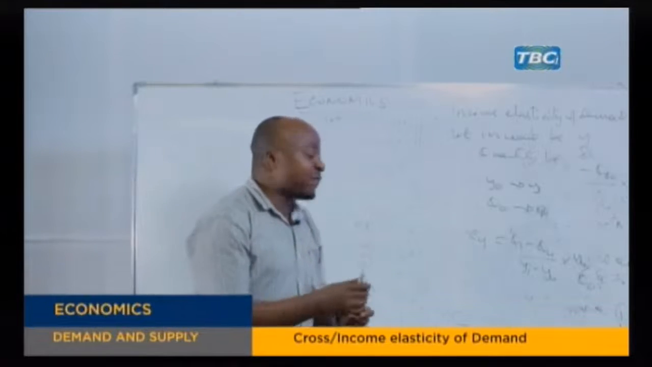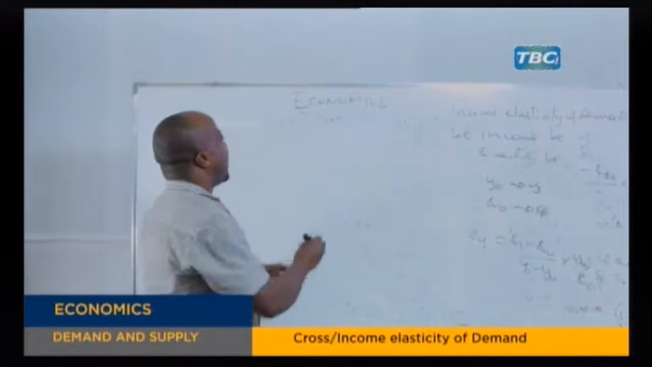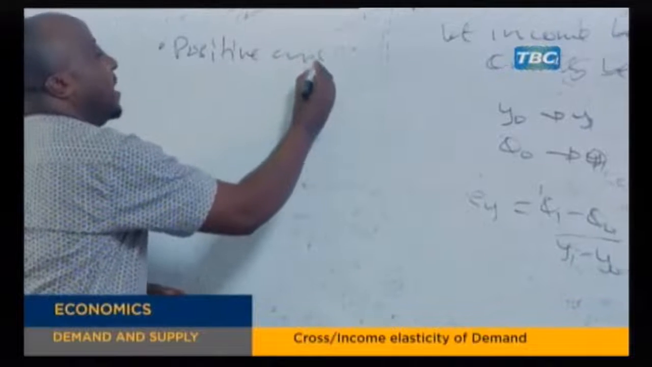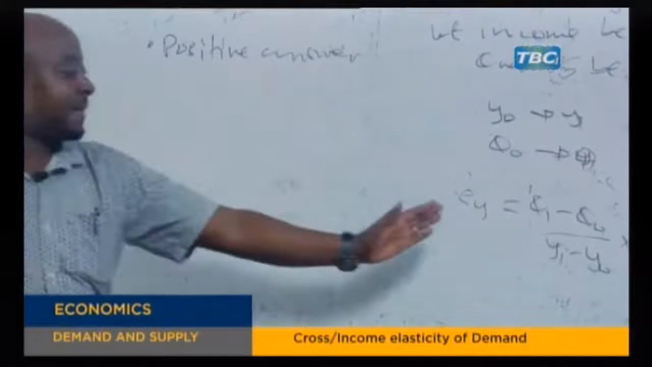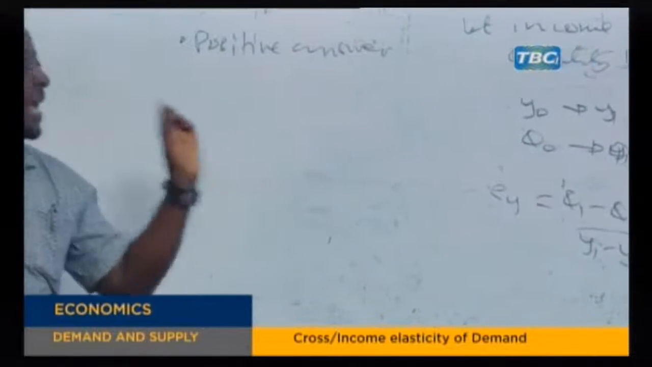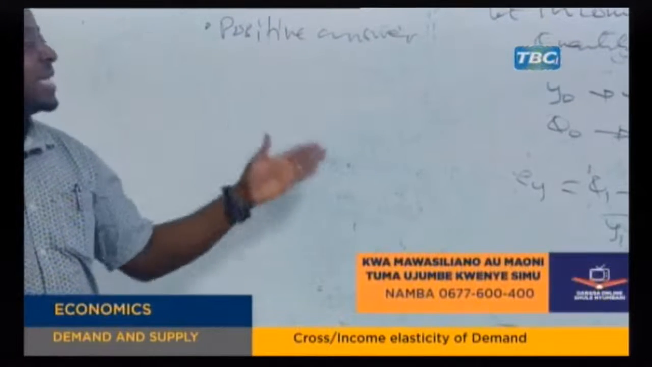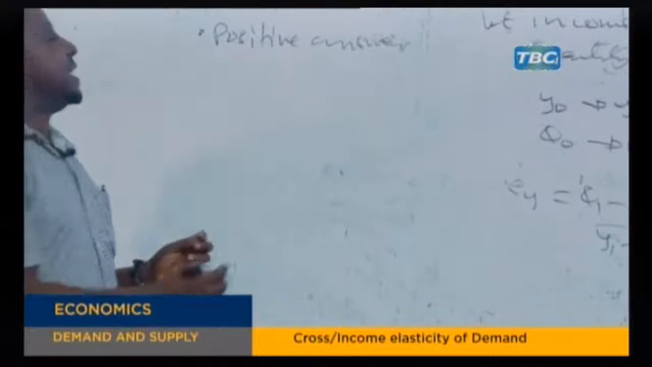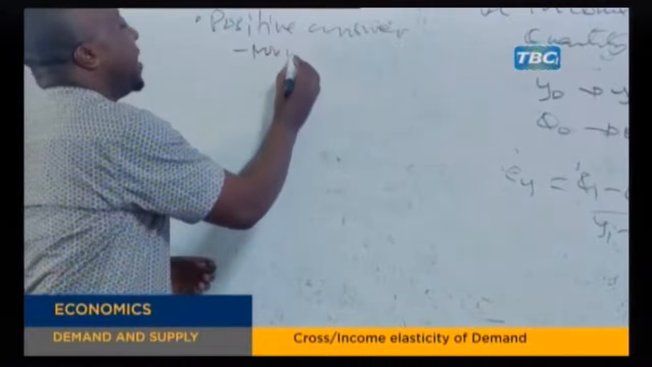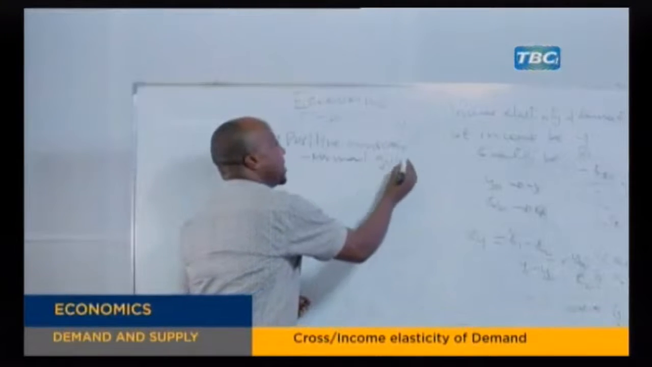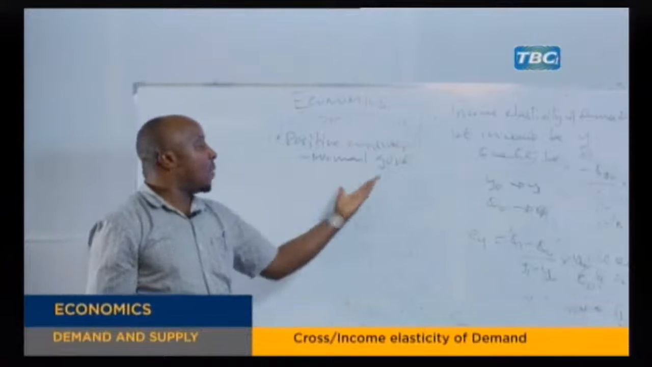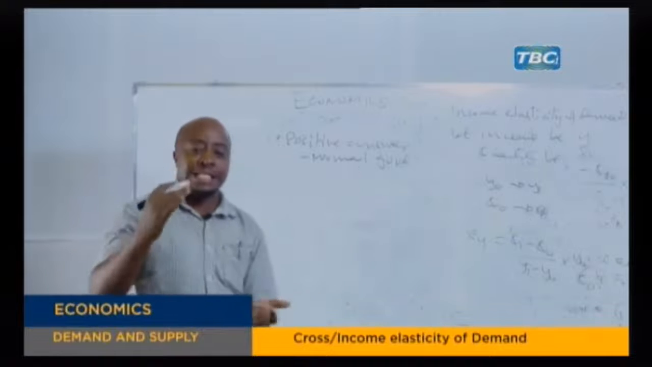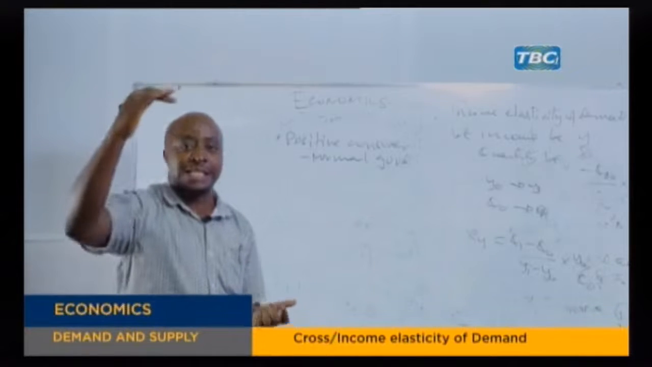Now, for example, if you calculate income elasticity and your answer is positive, any positive number, whether it is 100, 1 million or less than those, but it's positive, this implies that the good is a normal good. A normal good is one for which the demand increases when income also increases.